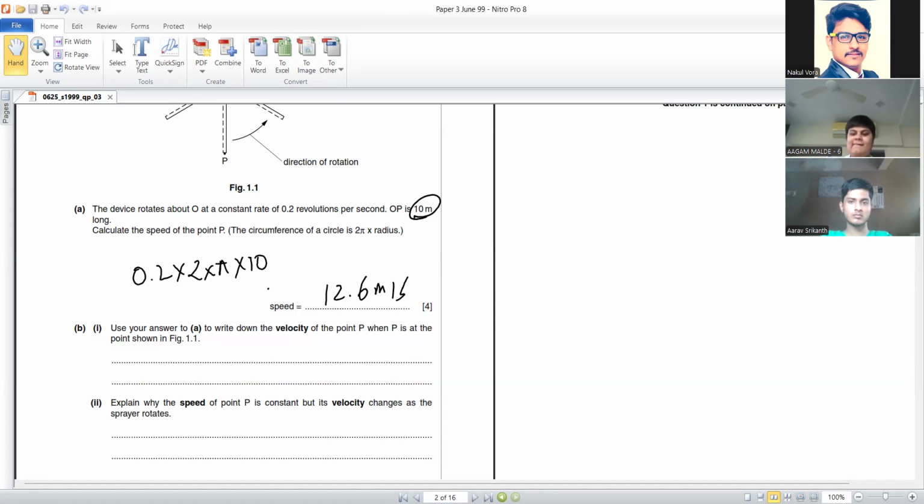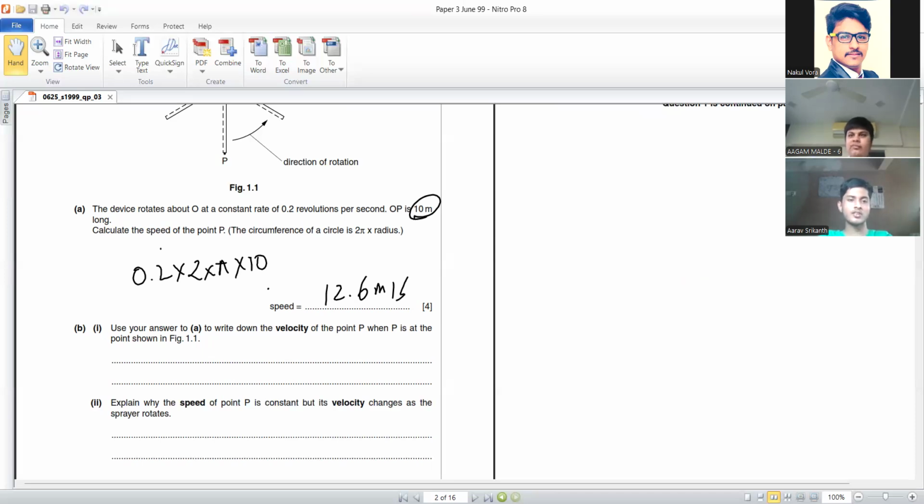So if the speed of rotation is 12.6, what will be the speed of rotation in terms of velocity? 12.6 only. Got it? 12.6 meters per second, you will say the same, but you will have to mark the direction as rightwards or eastward. That is the speed 12.6, and the velocity is 12.6 meters per second rightwards.